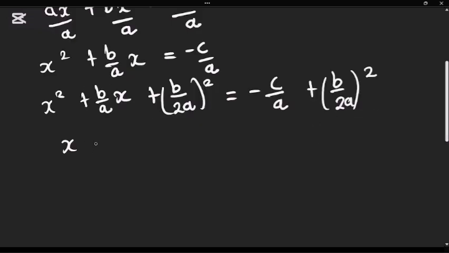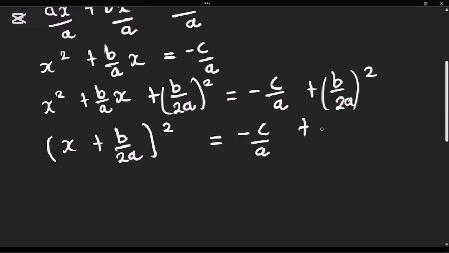From here, you have to take everything which is powered 2 and put it in one bracket and square it. Then it will be equal to negative c over a plus, here you have to distribute the exponent 2, so it will be b squared over 4a squared.